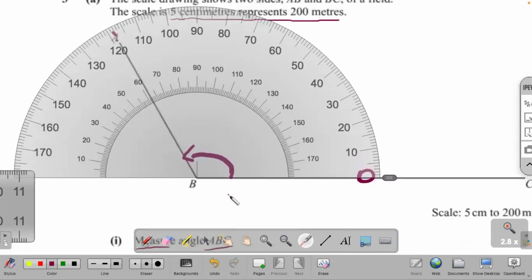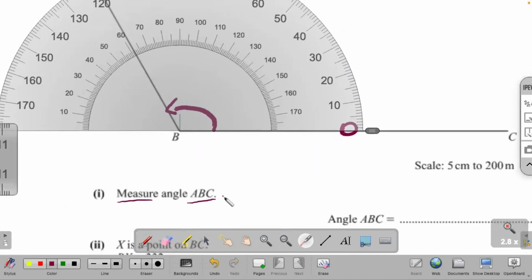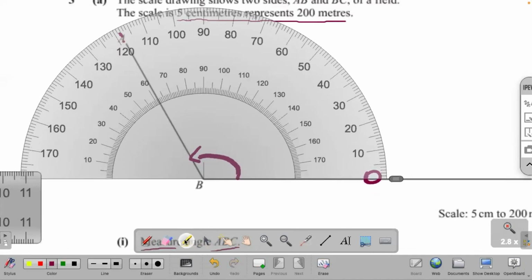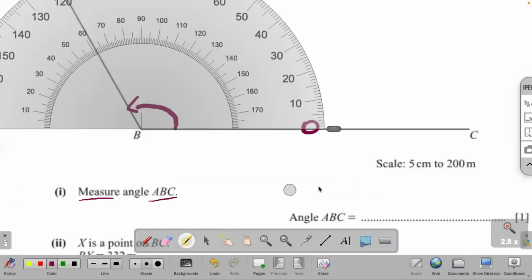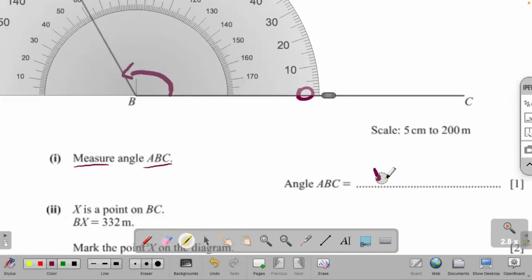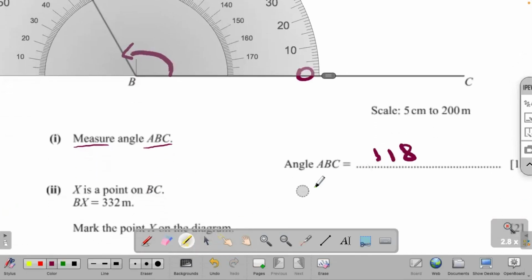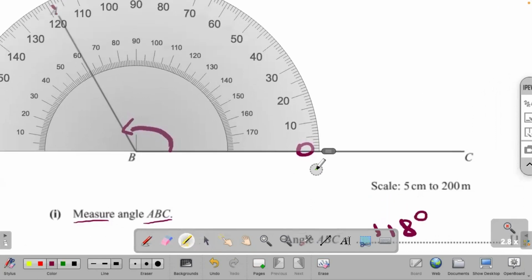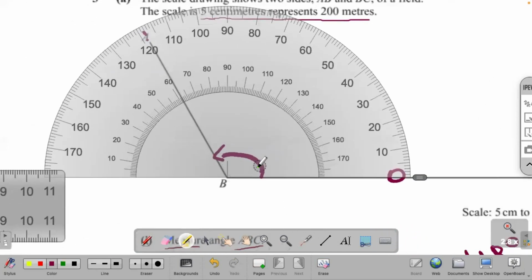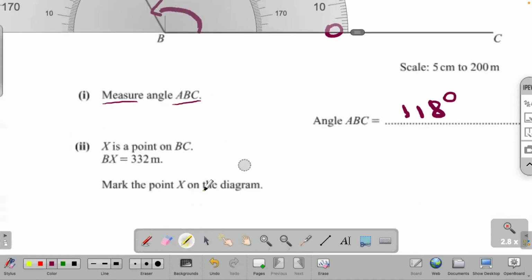Because you're supposed to measure the angle, you do not have a margin of error here. The marking scheme also says the answer to be 118. So let's just write that down. That's 118 degrees. That's your answer for this part. We've measured the angle B. Now let's read the next part.